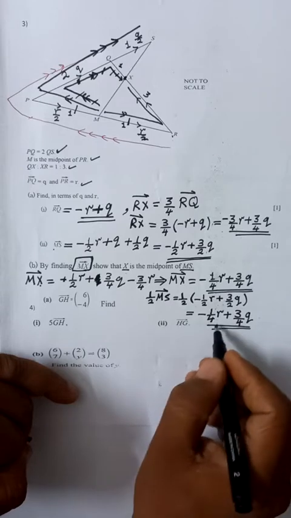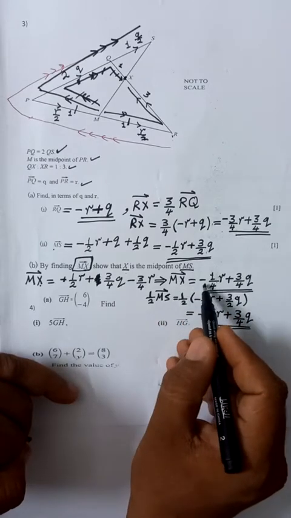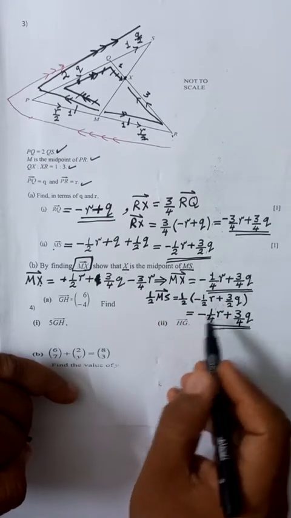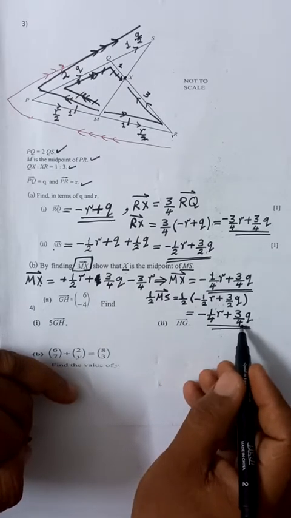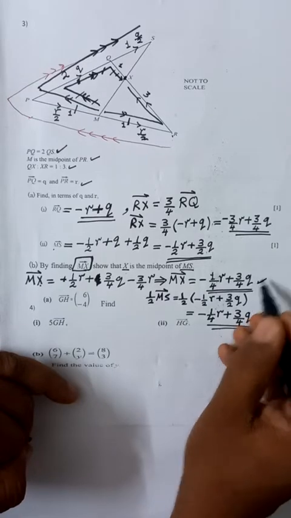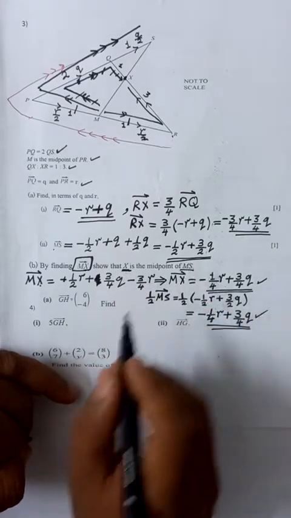If you try to compare them, here is mx, which is negative 1 over 4r plus 3 over 4q, and here is half of ms, which is negative 1 over 4r plus 3 over 4q. So x now is the midpoint of ms.